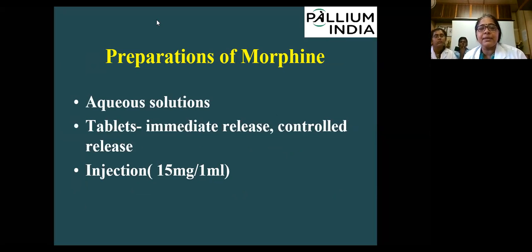And tablets: immediate release, which is short-acting morphine, and controlled release. Both of these are available. We get it in different strengths. You can get it in 10 milligram, 20 milligram, 30 milligram, and 60 milligram also. Then you have injectable morphine, which is 15 milligram in 1 ml. Next slide, please.